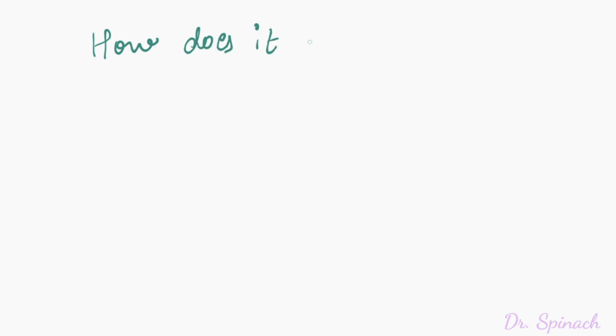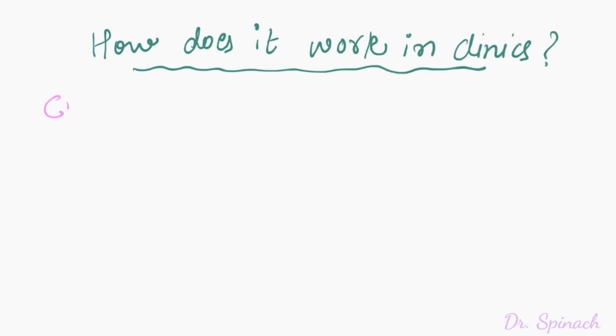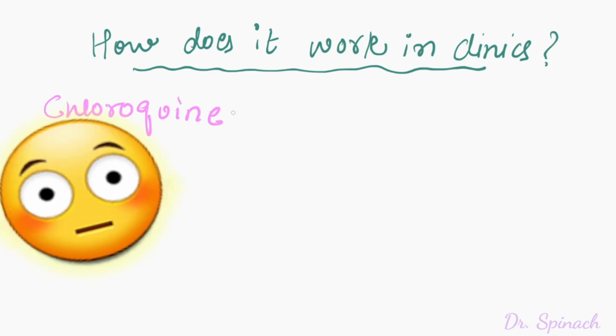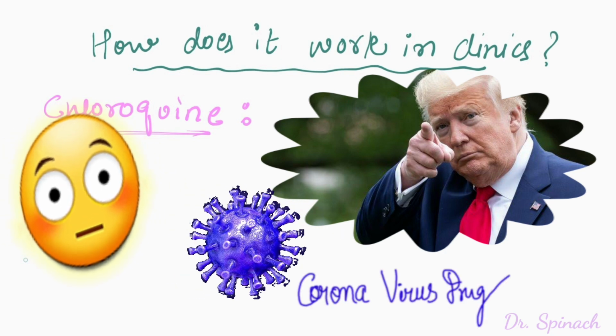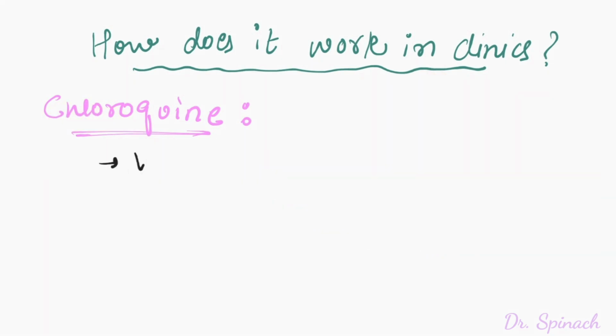Okay. But how does it work in clinics and hospitals? Let's take an example of a drug, chloroquine, which is primarily used to prevent and treat malaria. Which is also Donald Trump's favorite coronavirus drug. Well, anyways, chloroquine has a volume of distribution of 15,000 liters.